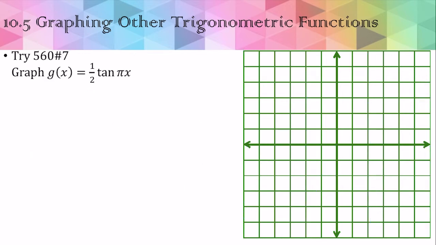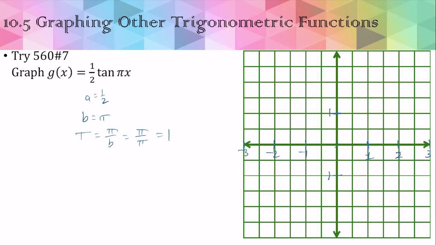Why don't you pause this recording and try number 7 on page 560. All right, a is 1/2. So if that's 1, we also know b is pi, therefore our period is pi over b, which in this case is pi over pi, which is 1. So maybe I'll call this 1, 2, 3, if I count by halves.